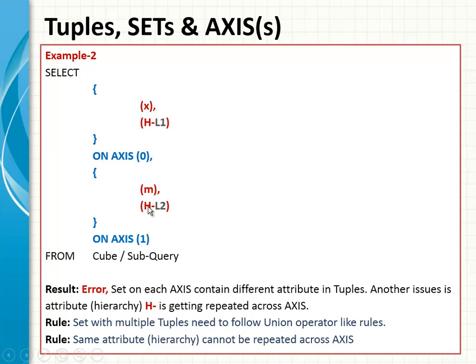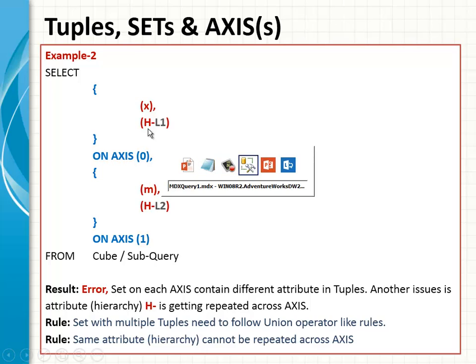The other problem is that attribute h is used across different axes. One of the rules that we need to satisfy is that the same attribute cannot be used across axes, attribute as in the same attribute hierarchy. Even though two different levels are used, all the levels in a hierarchy belong to the same hierarchy, so we can say attribute h is used across different axes. Let's see an example of this.